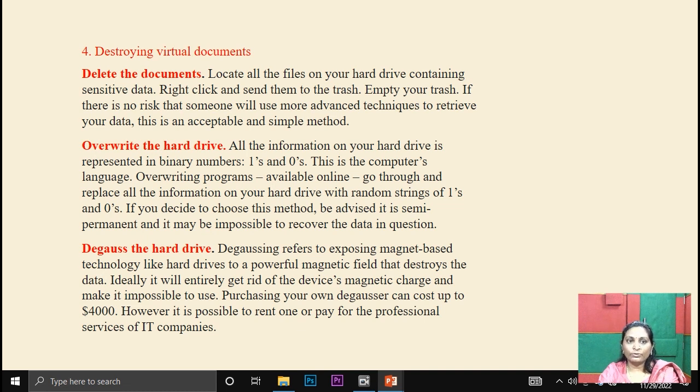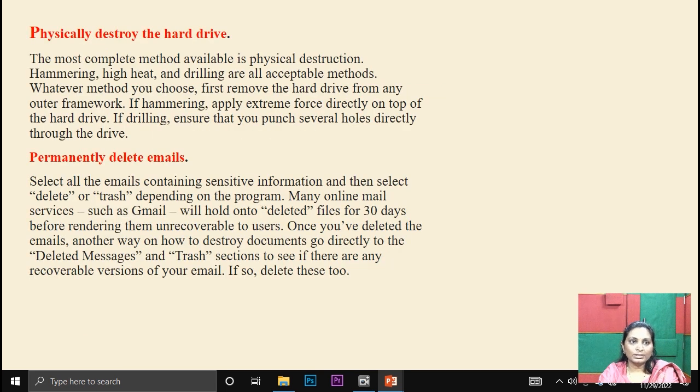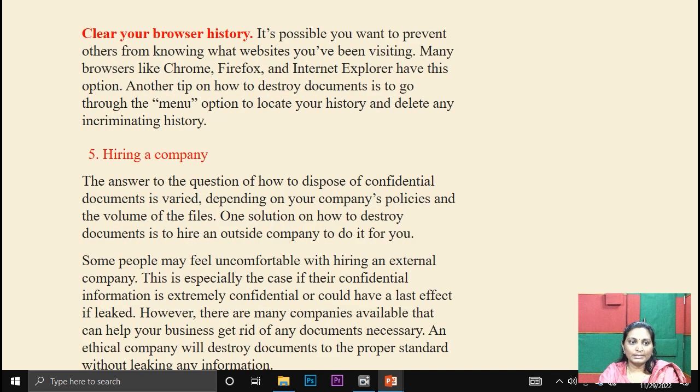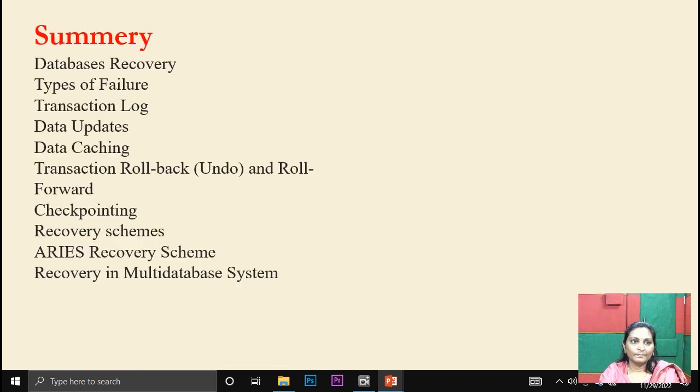And fourth, destroying the virtual documents. For virtual documents, we delete the documents, or overwrite or degauss the hard drive to destroy or delete our documents. And physically destroy the hard drive, permanently delete the emails, or clean your browser history. Next, hiring a company. You can hire a company to destroy the documents.